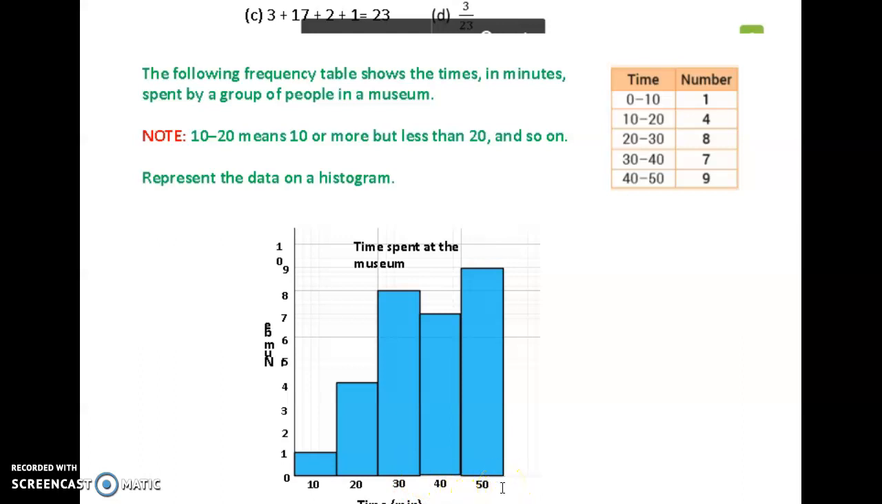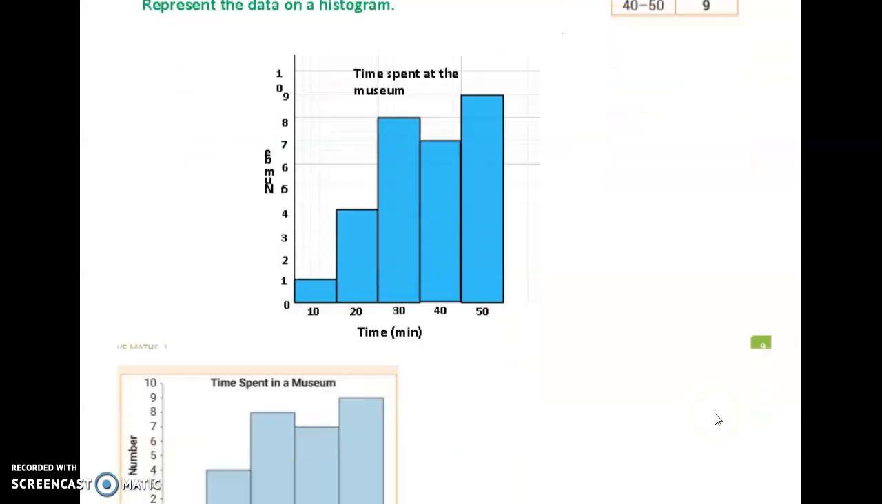Now, can anyone tell me what the mistake is in this histogram? Because this is a very bad mistake. That 10 should be here. The 20 should be here. The 30 should be here. The 40 should be here. And the 50 should be here. They are placed in completely the wrong place on this histogram.